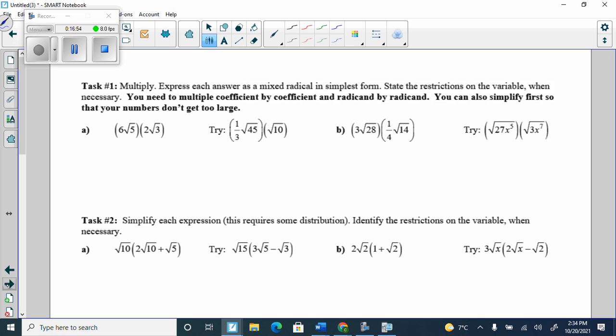Okay, so let's look at this. 6 times 2 is 12. So coefficient times coefficient, the numbers in front. And then radicand times radicand. 5 times 3 is 15. That's the grade 11 part. You're welcome. Now the grade 10 part comes in: can I reduce 15? No. Box it.